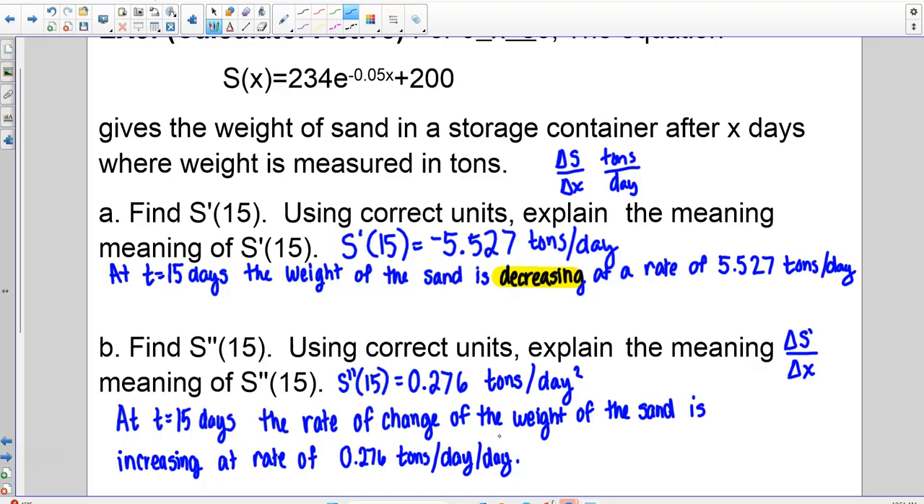So in this case, we're not talking about the weight of the sand, which is just S. Like up here, it was S, right? We were looking for that S, so we said the weight of the sand. But down here, we're looking for S prime, so we're not talking about the weight of the sand changing. We're talking about the rate of change of the weight of sand is increasing at a rate of. If you're talking second derivative, you want to see the word rate there twice. You're talking about the rate of the rate.